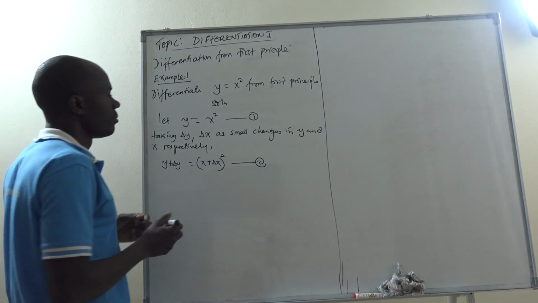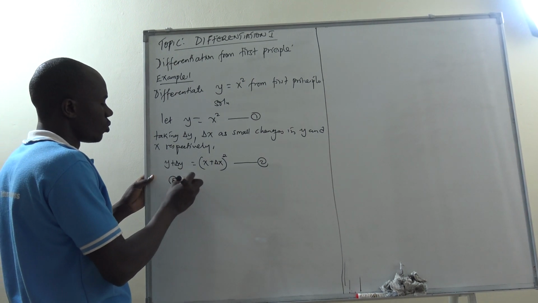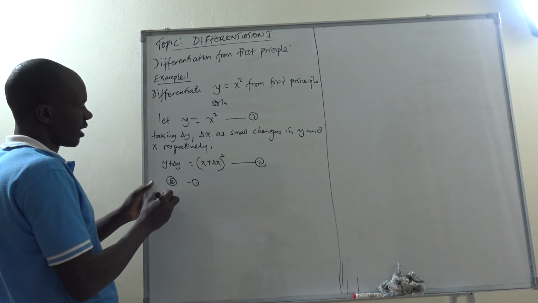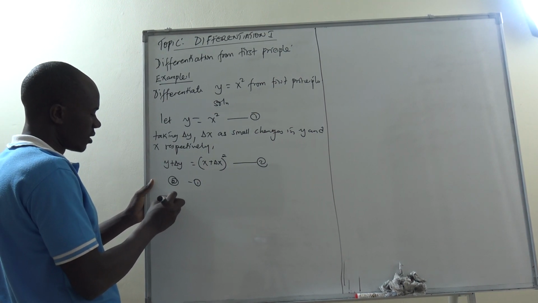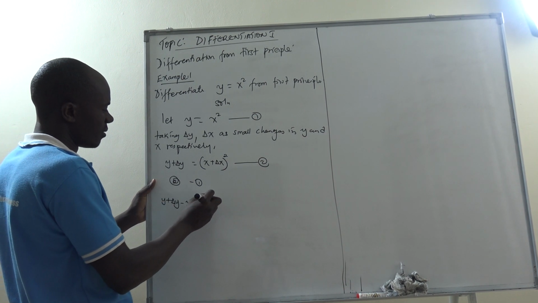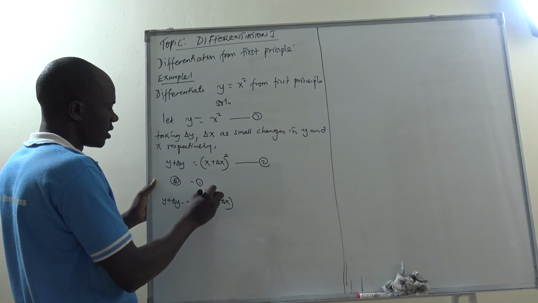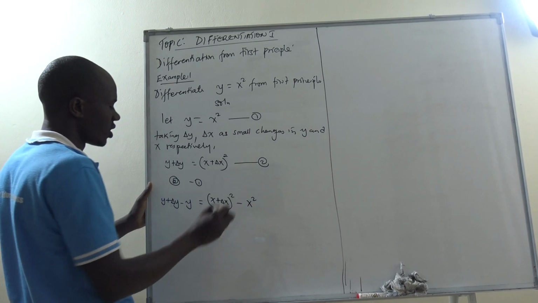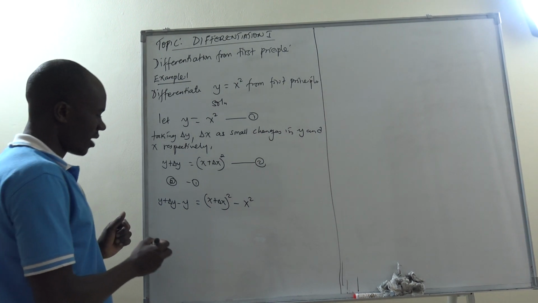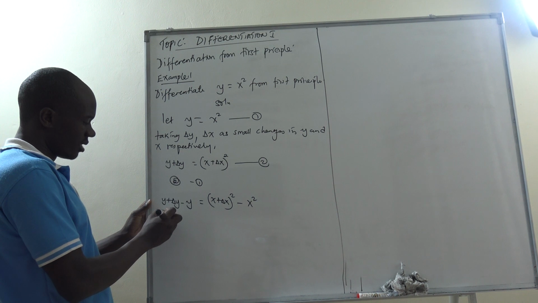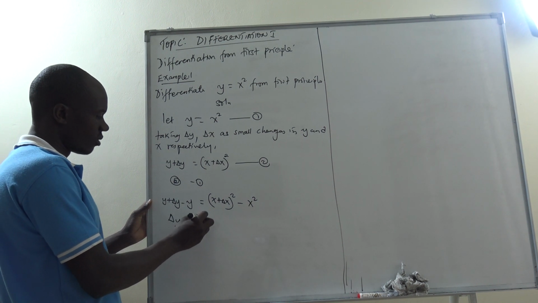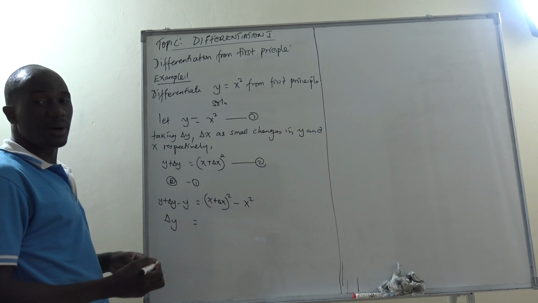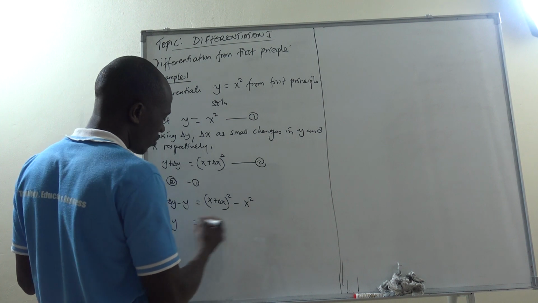We say that is the second equation. So after reaching that step, you are supposed to say equation 2 minus 1. When we deduct, we get y plus a small change in y minus y, which is x plus a small change in x squared, minus the first one, which is x squared. So what we're going to have here, this one remains as delta y equals. This one is a difference of two squares, or we can expand it. Can we expand from Pascal's triangle?